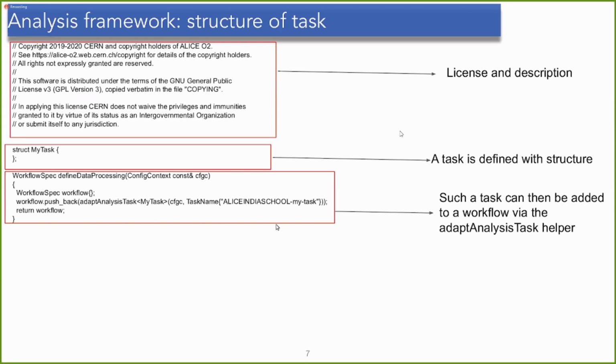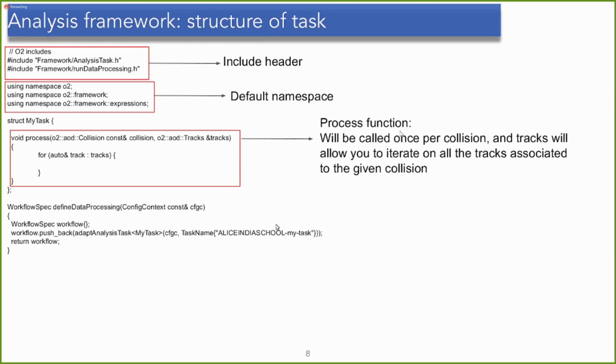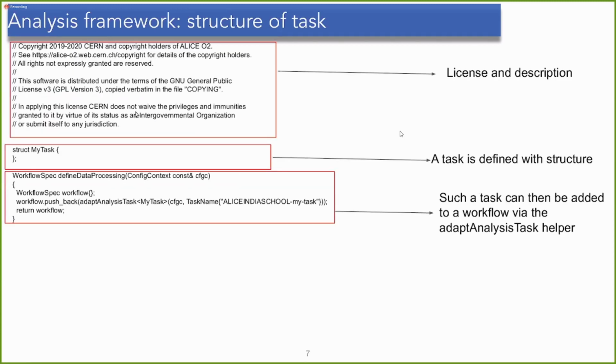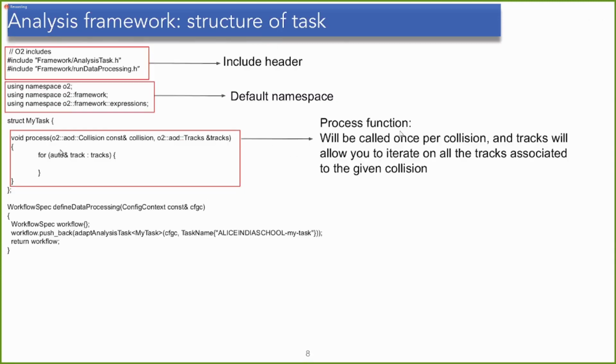Now let's go further. First, in order to write an analysis task in the O2 framework, we need to put two default headers, that is, AnalysisTask.h and runDataProcessing.h. In addition to that, you can also put some default namespaces. Now, as I mentioned earlier, our whole analysis will be done inside this structure, my task.